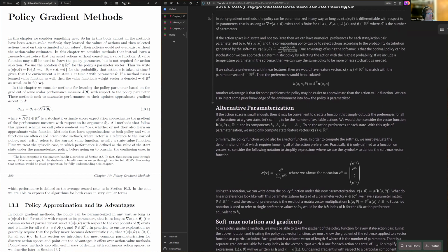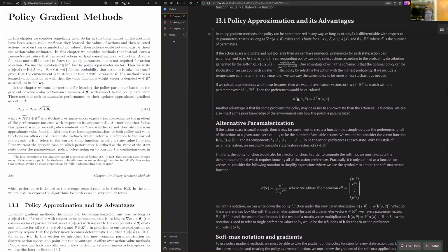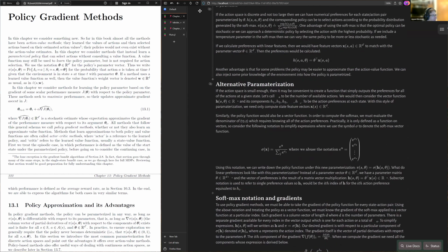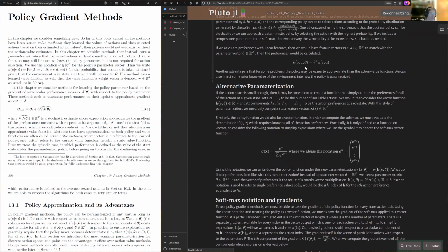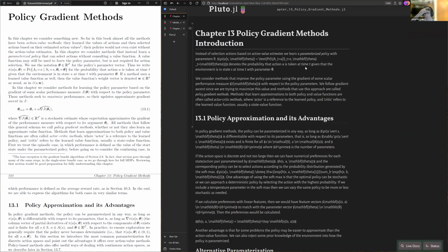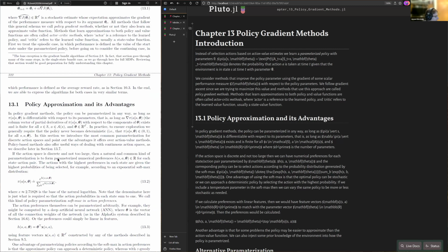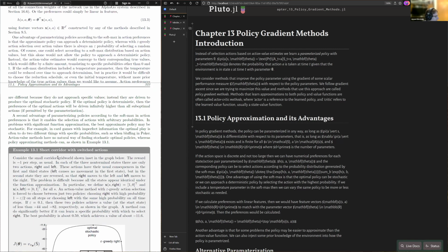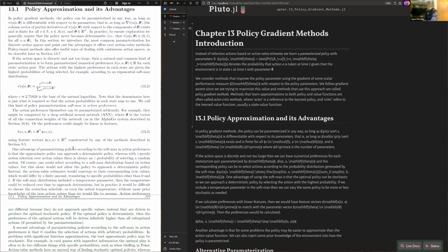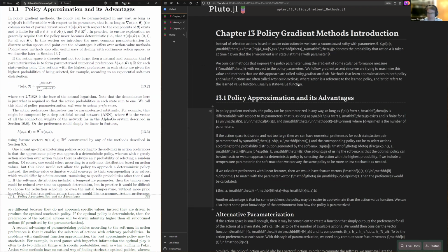Now, I had mentioned this other way of parameterizing this, which I think is a little more convenient. I'm just going to refresh this notebook because I think some of the LaTeX isn't rendering perfectly. Sorry, give me a few seconds to refresh this.